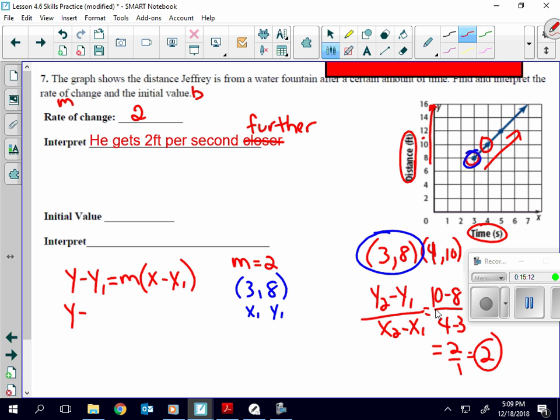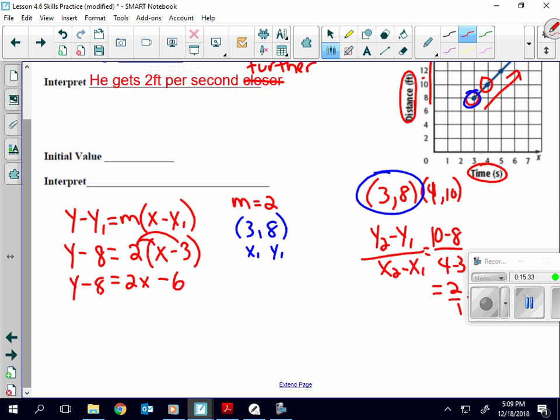y minus y1, which is 8, equals the slope of 2 times x minus 3. Distribute. y minus 8 will equal 2x minus 2 times 3 is 6. That's really a 2 times negative 3, that's why it's a negative 6. And add 8 to both sides. So y equals 2x, negative 6 plus 8 is plus 2. We already knew the slope. The y-intercept is also 2. This is what I want. The b here, the initial value, is 2.